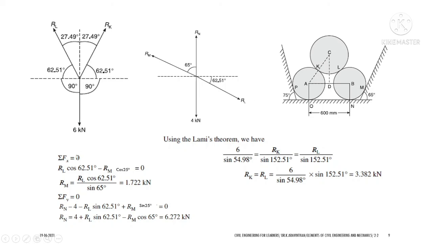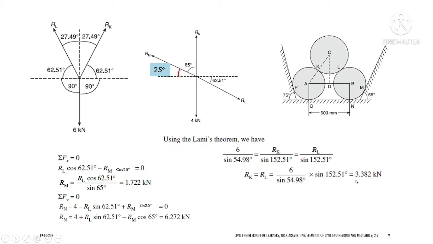So this will be plus RL cos 62.51 degree, and RM with respect to horizontal. You know that this is 65 degree and the rest of the angle will be 25 degree, so RM cos 25 degree, which will be minus. Okay. Next let us find the RM.